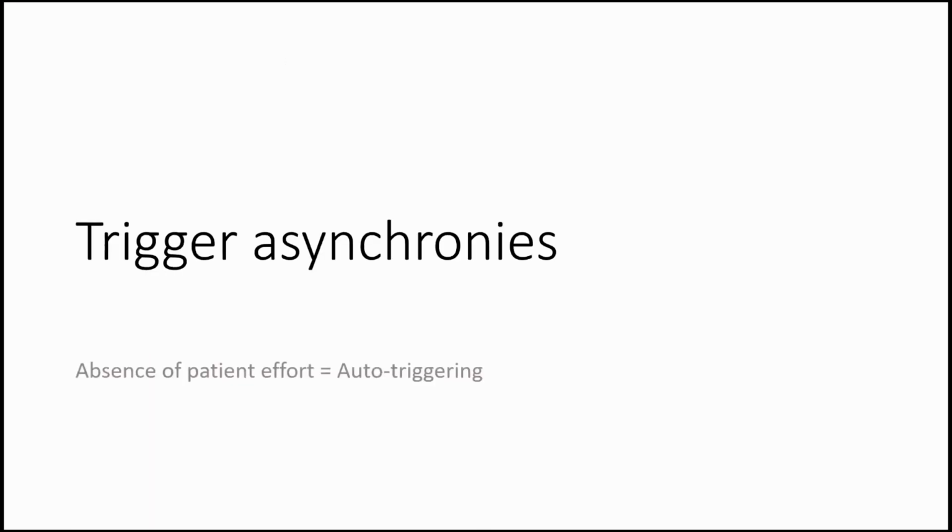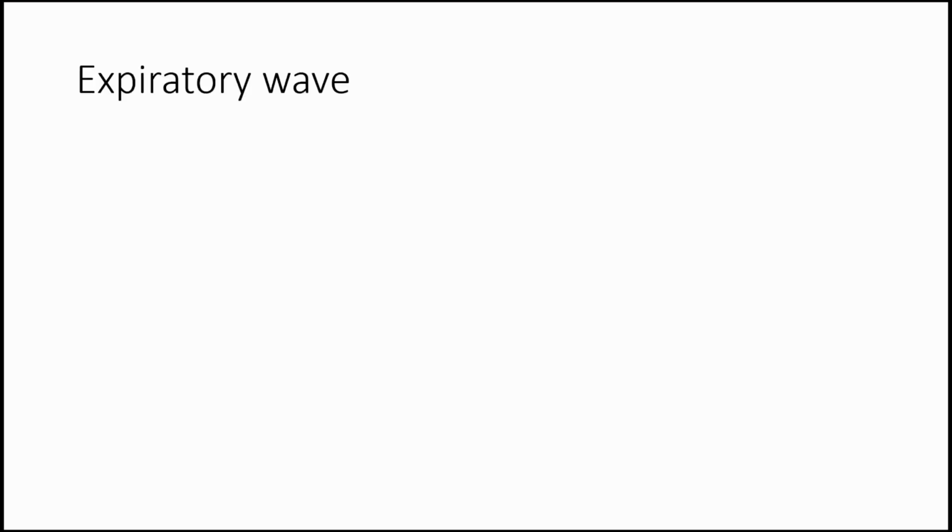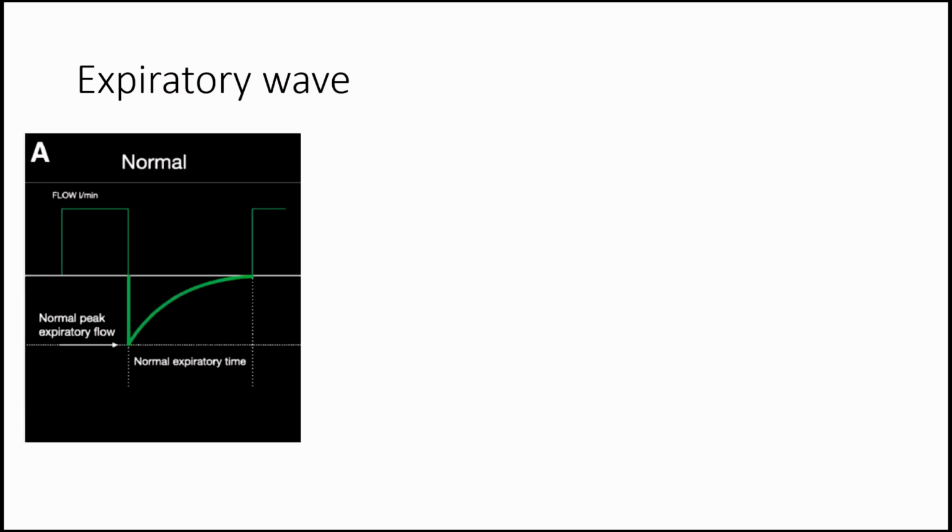Asynchrony can be classified, and the first is trigger asynchrony. It could be an absence of patient effort, but the ventilator actually gives a breath. So the patient is not breathing, but the ventilator goes ahead and gives the breath. If you look at the expiratory wave, the dark green is the normal wave. There is an exponential decay. Initially, there's a peak expiratory flow, and then it decays slowly and reaches the plateau.